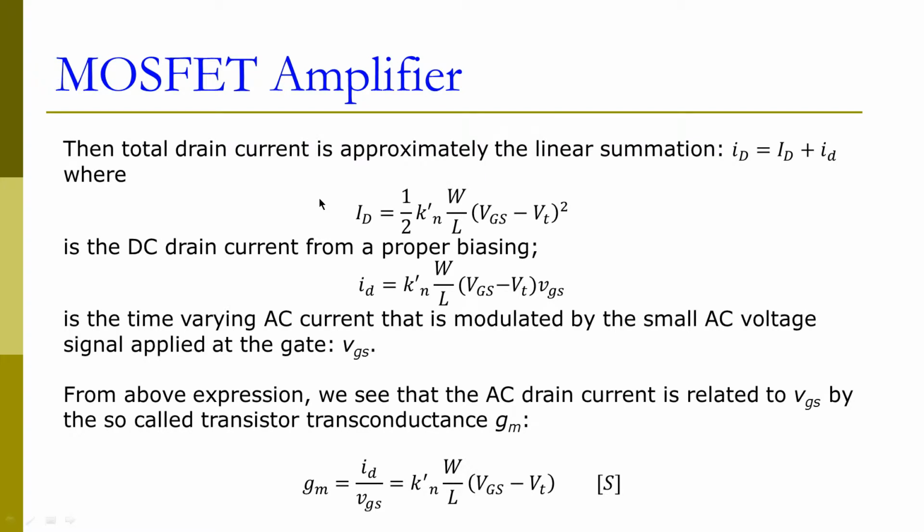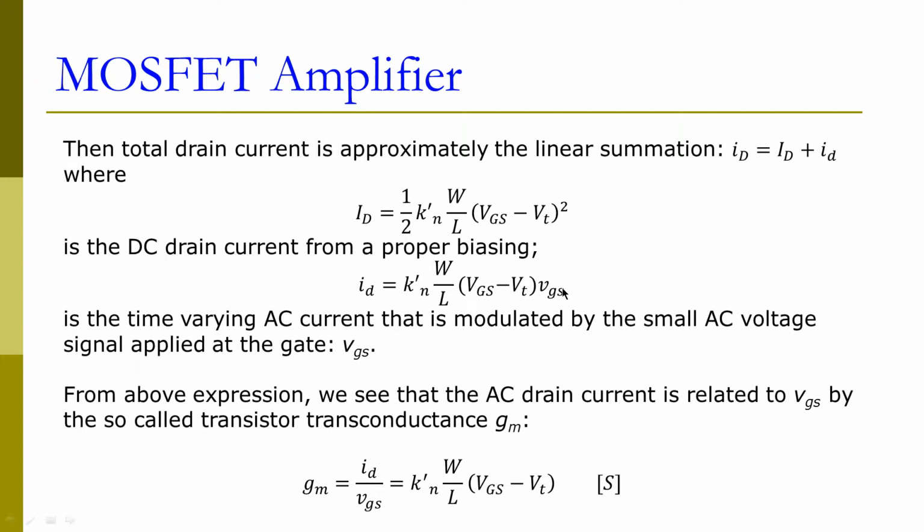By ignoring the nonlinear term, the total drain current is now approximately the linear summation, which is equal to the DC term plus the AC term. And remember, our DC current can be calculated by this formula here, and our AC current, the second term, can be calculated by this formula here. So now the AC current is modulated by the small AC voltage signal applied at the gate, vgs here. The AC current now is linearly changing with respect to vgs.